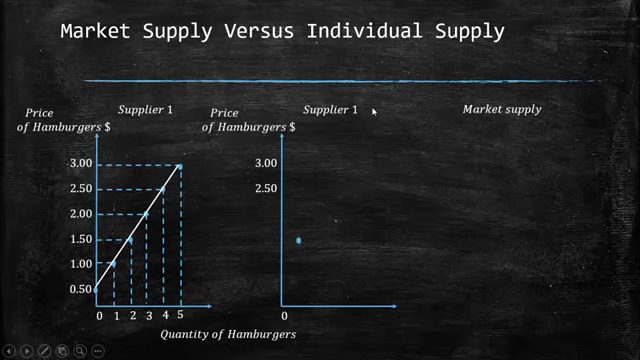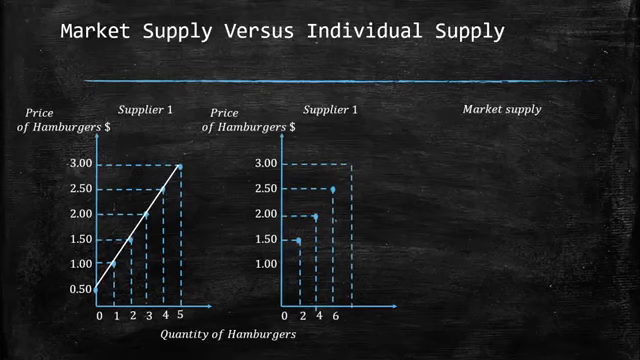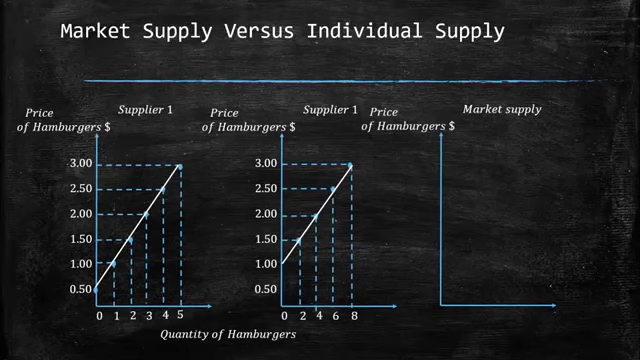So imagine the case where at the price of 1.50 supplier 2 is going to offer a supply of 2. At the price of 2 he is going to offer 4. At the price of 2.50 he's going to offer 6, and at the price of 3 he's going to offer 8. Now we're going to add up both supply curves, summing them in the same way.